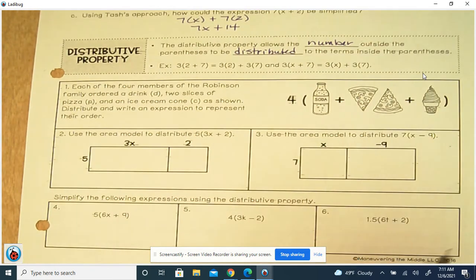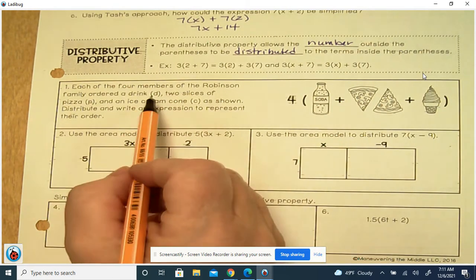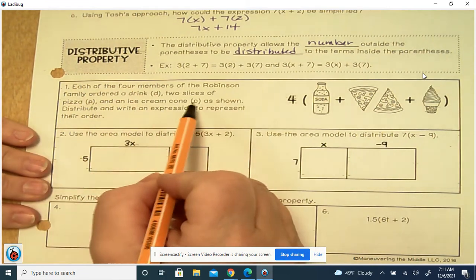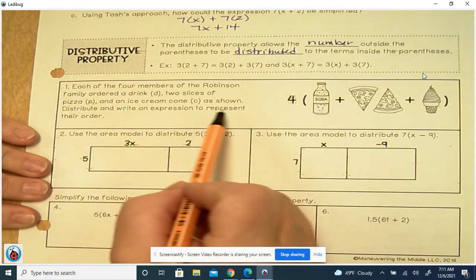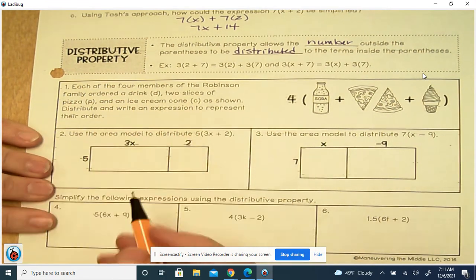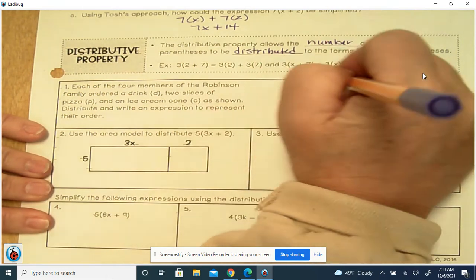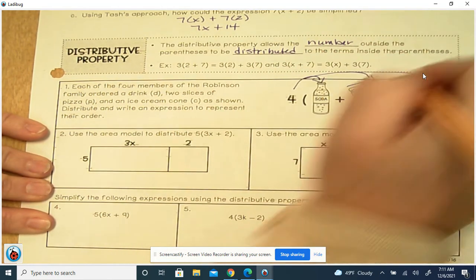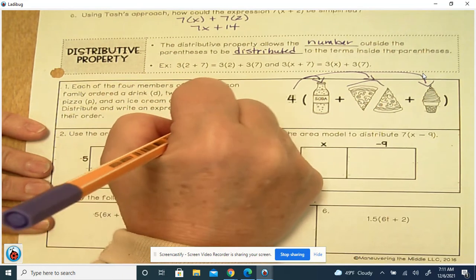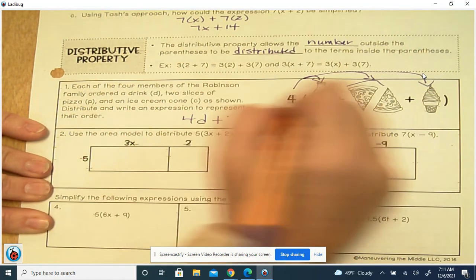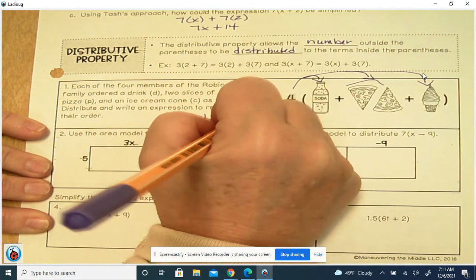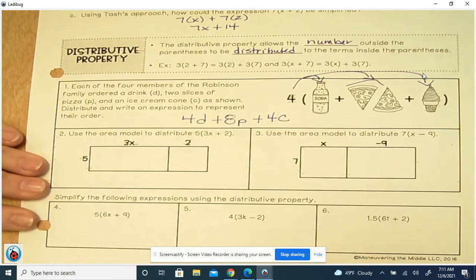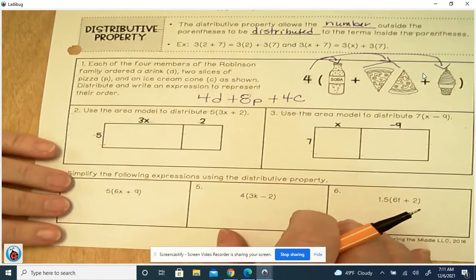Each of the 4 members of the Robinson family ordered a drink, which we represent as D, 2 slices of pizza, P, and an ice cream cone, C, as shown. Distribute and write an expression to represent their order. So if we distribute everything here, we would have 4 times D plus, that's 2 pizzas, so that's 8P, plus 4 ice cream cones. So we just distribute them.